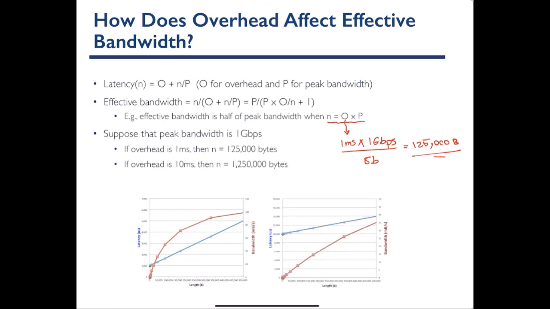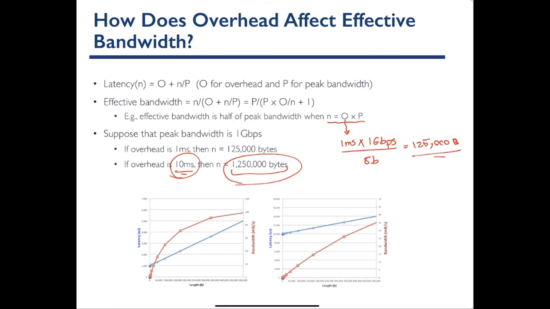Now, if I get a worse device with a higher overhead, 10 milliseconds as overhead, then I need a higher amount of data transfer to reach the same half peak bandwidth. So if I increase the overhead, then to get to high effective bandwidth, I need to send more data.